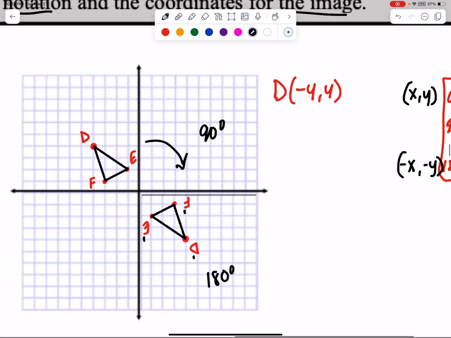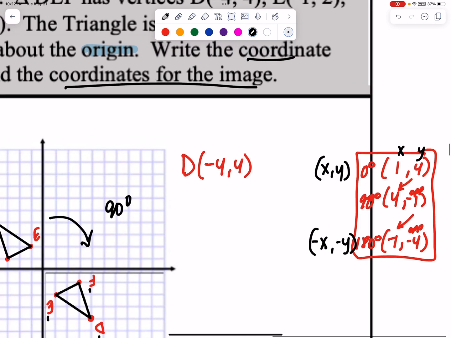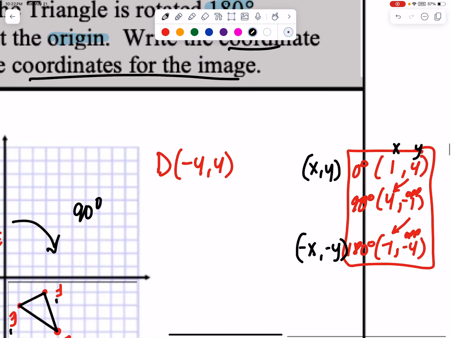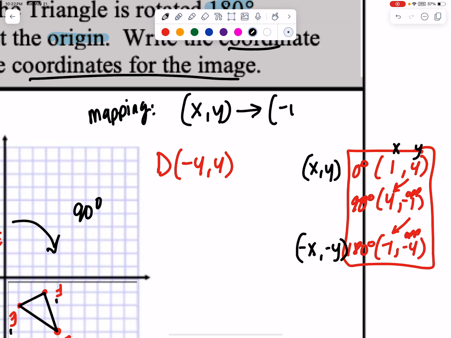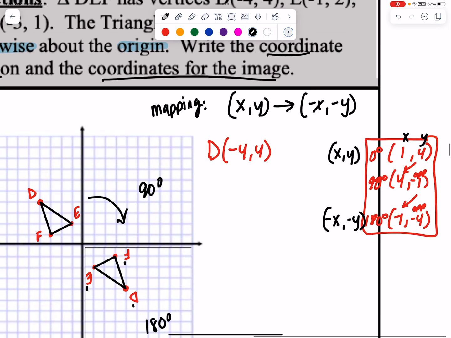Let's say we weren't able to rotate and reflect because we didn't have Notability or something. That's another method we could do. So let's go ahead and create our mapping. Okay, so I'm going to write mapping. Okay, so our mapping was, we went from x, y, and to go 180, we're going to end up with a -x and a -y. Okay, and that's all we have to do, which should be really easy to show those changes.